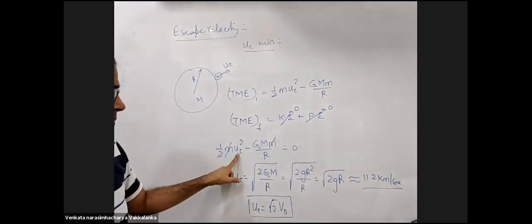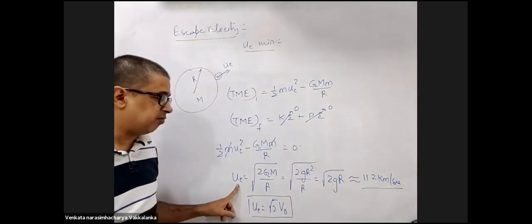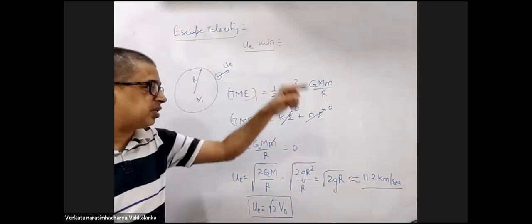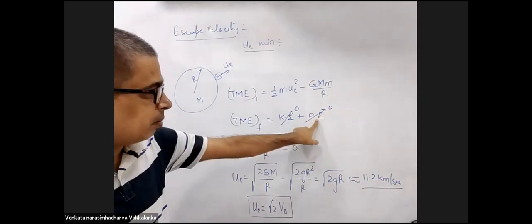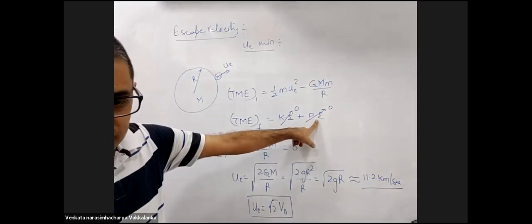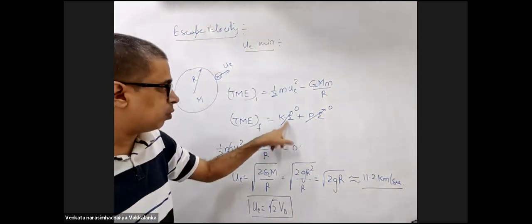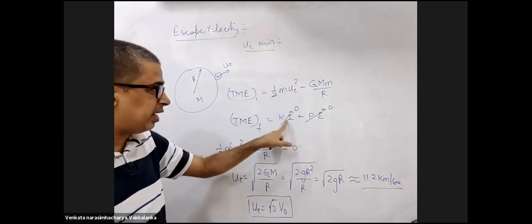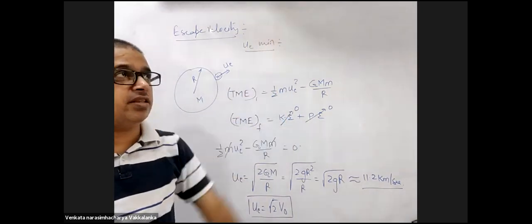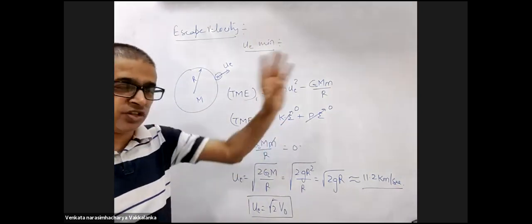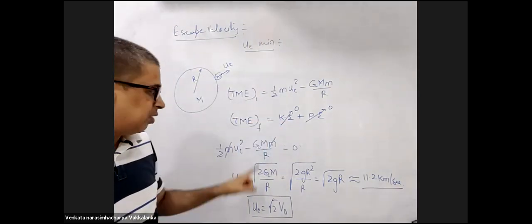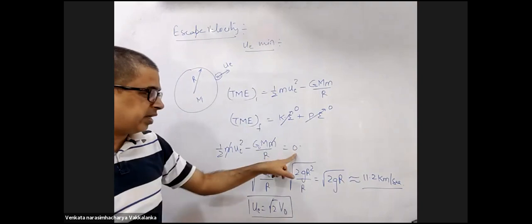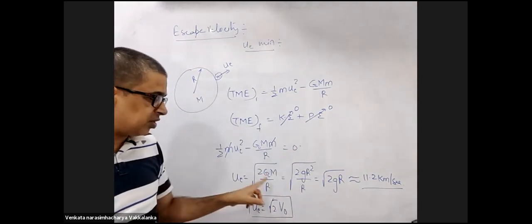So this is the minimum velocity I should give so that the particle escapes from Earth's gravity. Because it escapes from Earth's gravity, potential energy is zero. It is minimum kinetic energy, so the kinetic energy at the final point should be zero. It should just reach that point. So you equated both the energies and you found out the escape velocity.